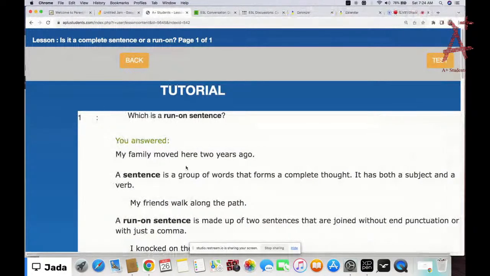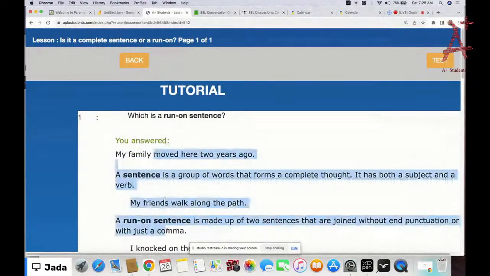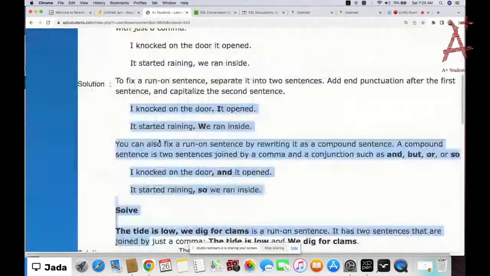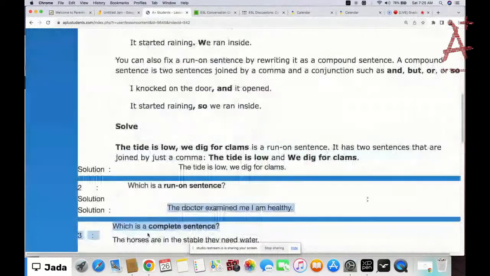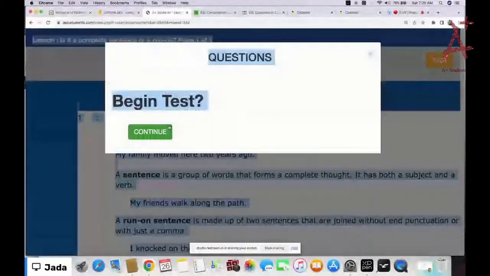So, my family moved here 2 years ago. This is a complete sentence because it has a subject and it has also a verb. Which is a run-on sentence? The doctor examined me. I am healthy. Yeah, this is a run-on because it has two sentences joined together. These sentences are meant to be separated. Okay? All right. Now we'll move on to the test and then we'll try the questions.